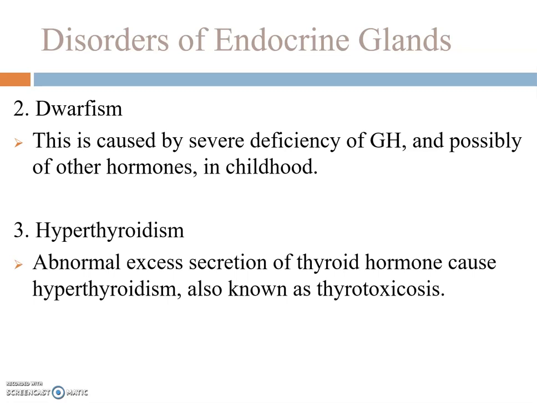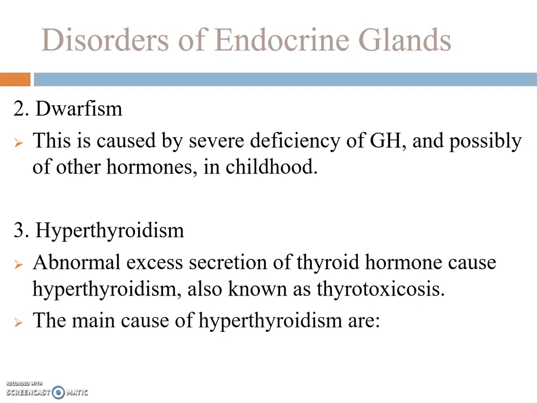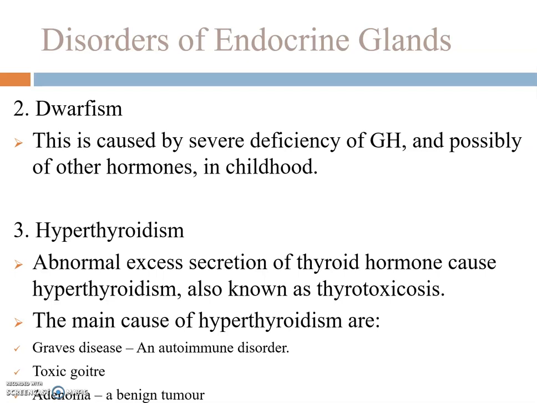Hyperthyroidism. Abnormal excess secretion of thyroid hormone results in hyperthyroidism, which is also known as thyrotoxicosis. The main causes of hyperthyroidism are Graves' disease, which is an autoimmune disorder, toxic goiter, and adenoma, which is a benign tumor.